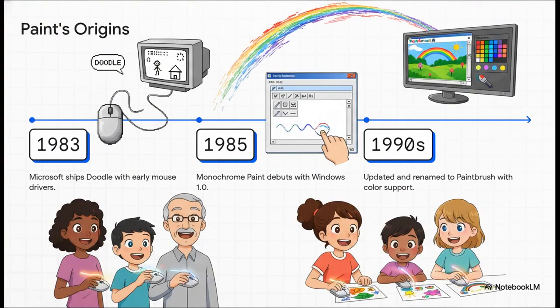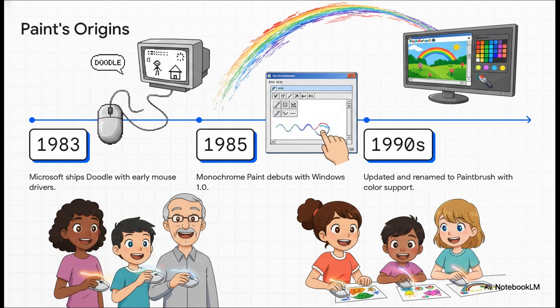But to really understand how we got there, we actually have to rewind all the way back to 1983. Back then, computer interfaces were mostly just boring text, but Microsoft shipped this tiny bitmap tool called Doodle with their early mouse drivers. Then, boom, 1985 hits, and Paint officially debuts with Windows 1.0. Now, it was monochrome and super limited, but it served a massive, totally unsung purpose. It literally taught everyday people how to use a computer mouse for the very first time.